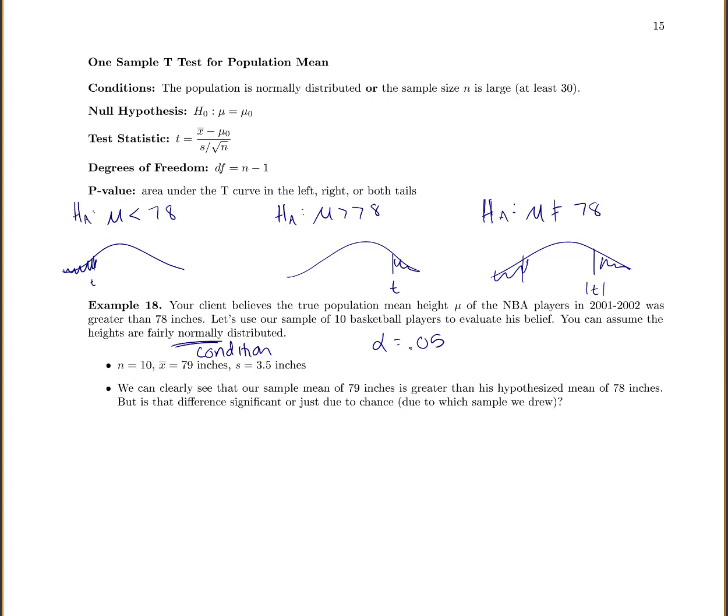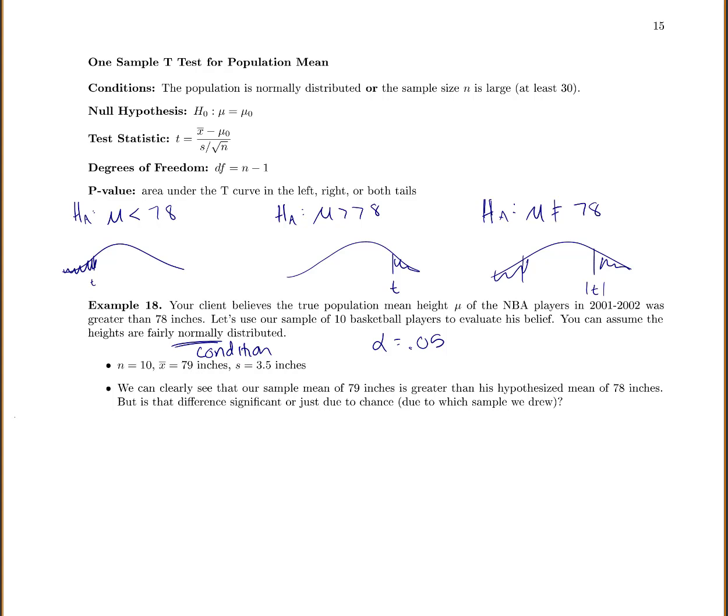In our sample, we had 10. Our sample mean is 79. So we can clearly see that our sample mean of 79 inches is greater than his hypothesized mean of 78 inches. But is that difference significant, or was it just due to chance? Was it just due to which sample we picked? So is that enough evidence to say, oh, I think the population mean must be greater than 78 because our sample mean was? Or did we just pick a slightly higher sample and that difference was just due to chance?